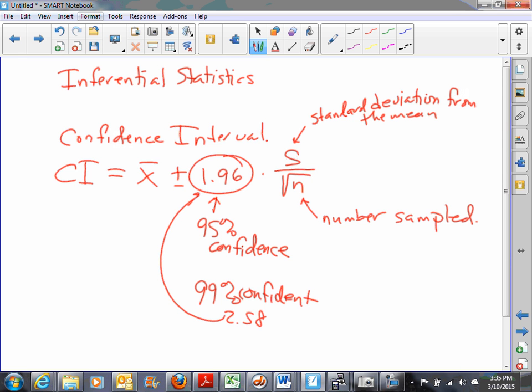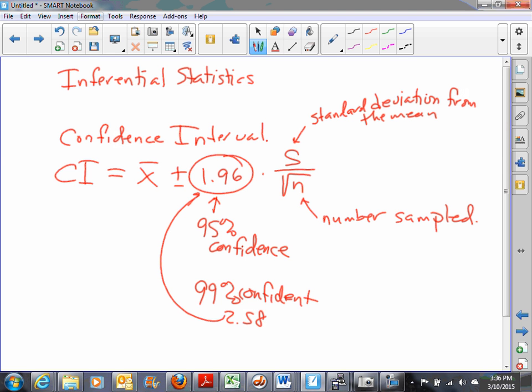Now, I don't know if anybody would ever want to be 68% confident, but if you wanted to be 68% confident, you would use 1.00 in that particular spot. So those would be numbers that you need to remember. Now, for all the problems in the book, 1.96 is going to be what you're going to be using. But those are the numbers for confidence intervals, and so that would be how you would come up with a confidence interval.